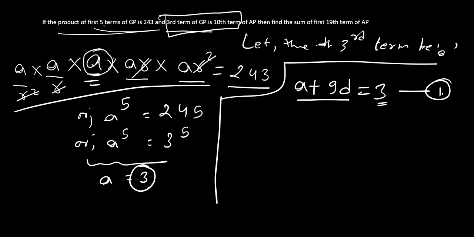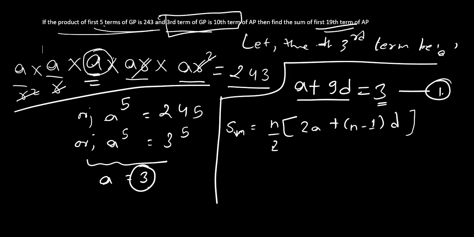Find the sum of the first 19 terms in AP. Now we know the formula of n terms, that is Sn equals n by 2 times 2a plus (n minus 1) times d. This is our general formula for the sum of n terms in an arithmetic progression.